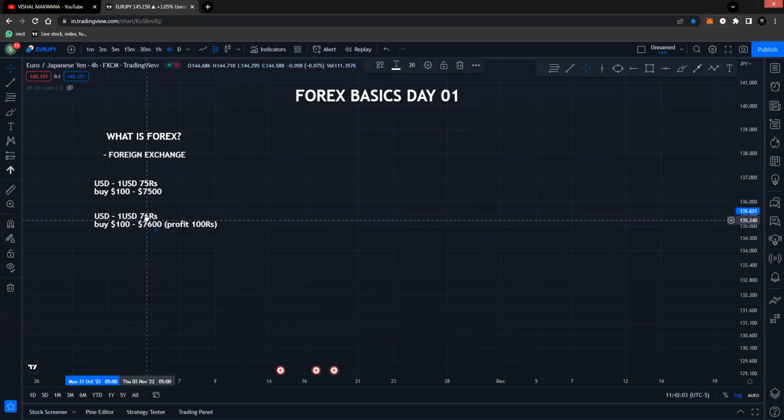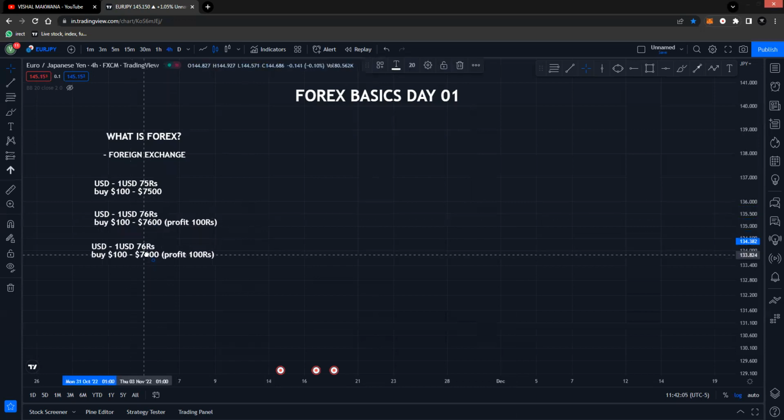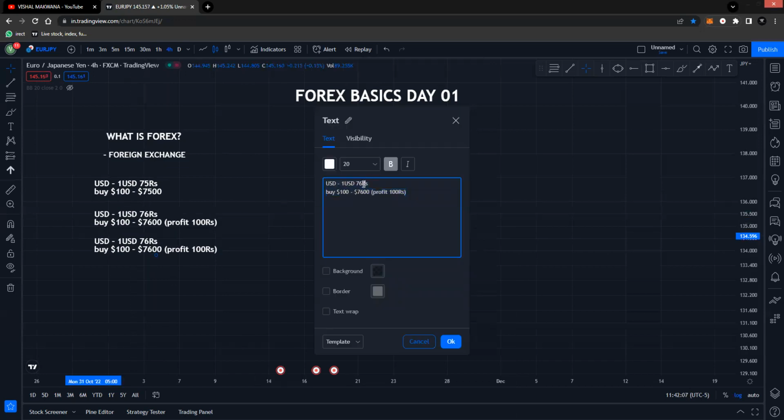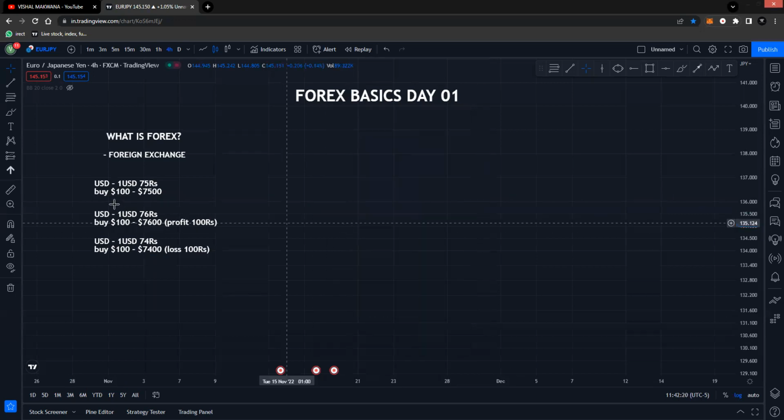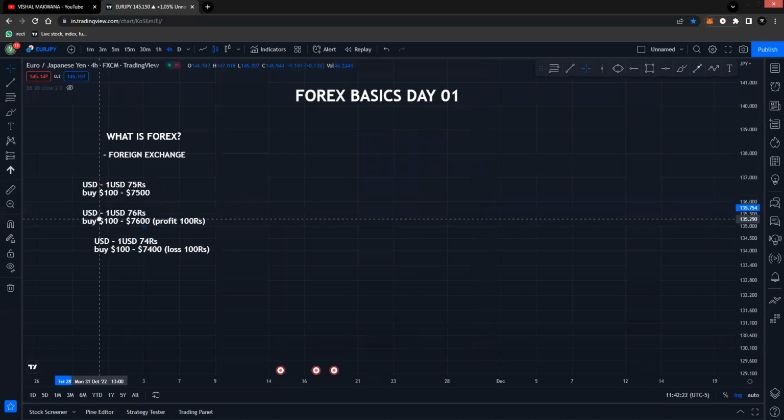This is very basic. But if the value of the dollar goes down by 1 rupee, that means you are losing 100 rupees. Simple as that.